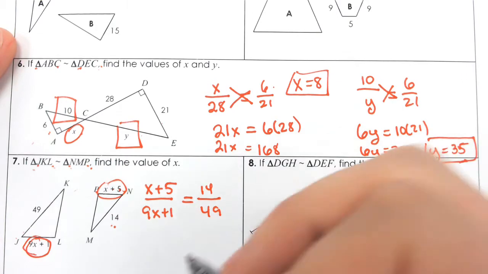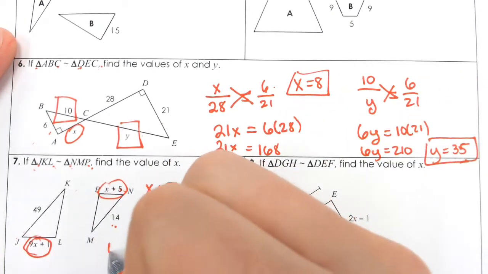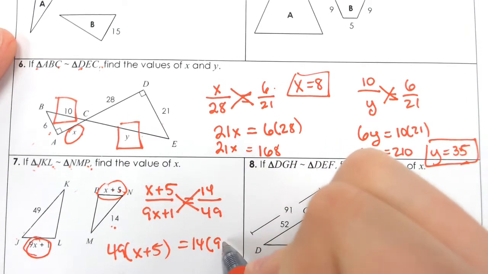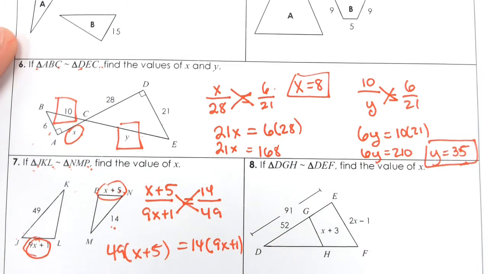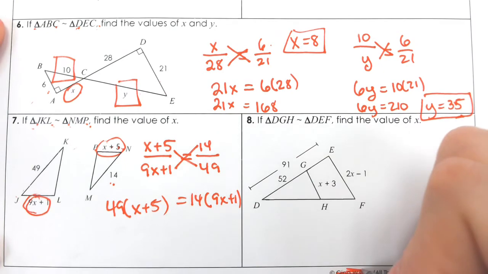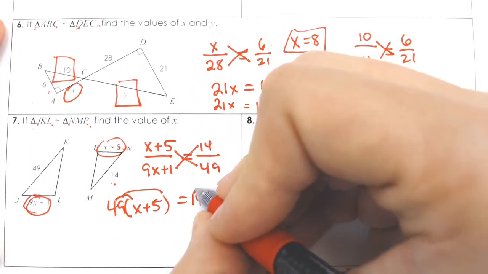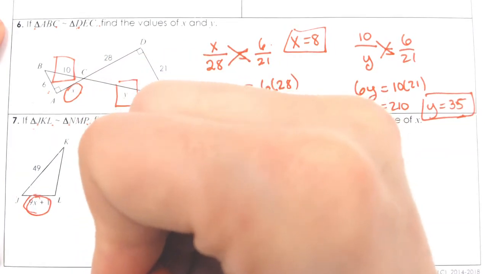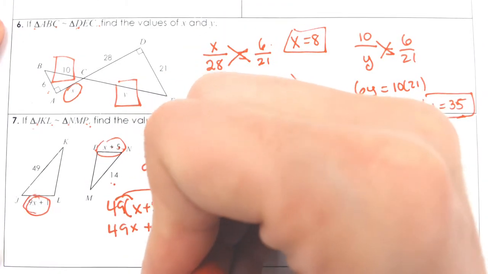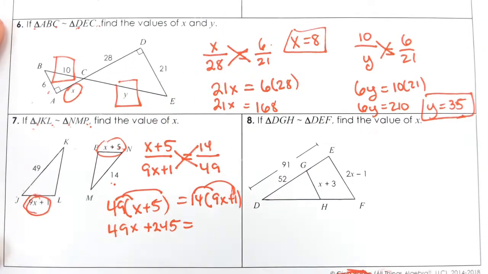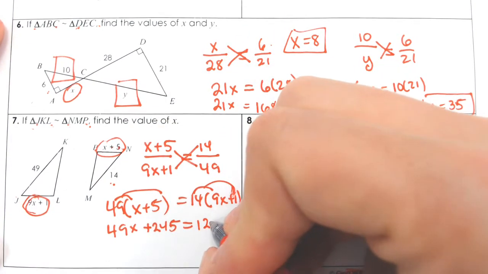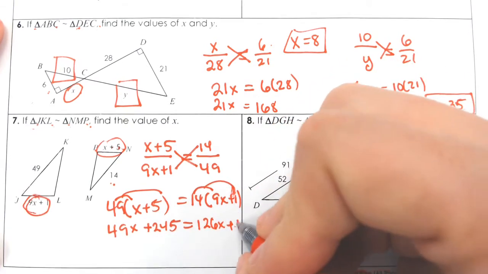We're going to have some cross multiplying to do here. 49 multiplied with x plus 5 will equal 14 multiplied with 9x plus 1. So we have to continue solving this by getting the 49 distributed and the 14 distributed as well. 49 times x is easy, that's 49x. 49 times 5, that's a little bit harder, plus 245 will equal 14 times 9, which is 126x, plus 14 times 1, which is 14.